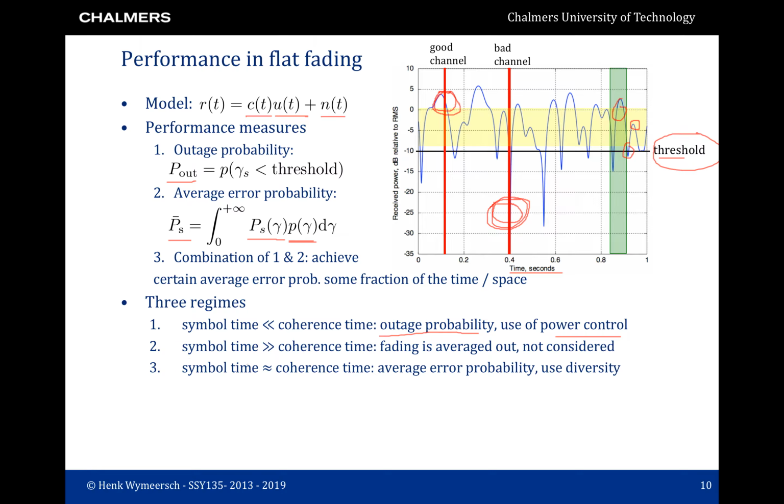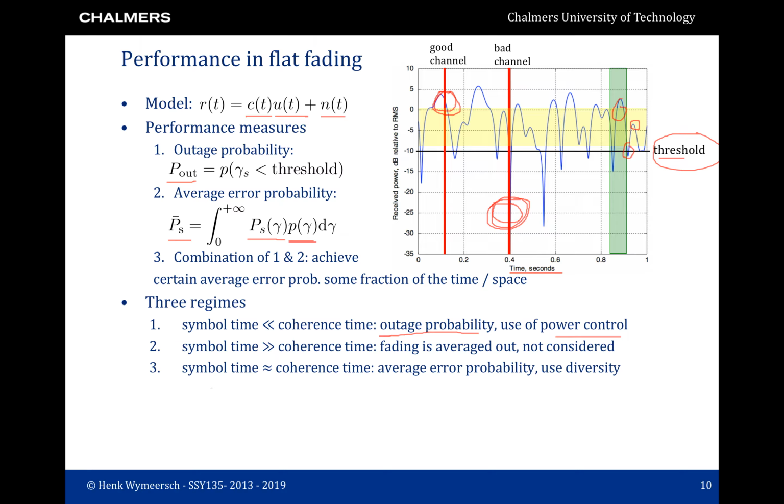The second case is when the symbol slot duration is much larger than the coherence time of the channel. This is what is shown in yellow. So we see a symbol duration extremely long. In this case, the fading is actually averaged out during the symbol slot. So it approximately looks like an additive white Gaussian noise channel with the average channel. And this is not considered here because it's not very interesting and not very relevant from a practical point of view.